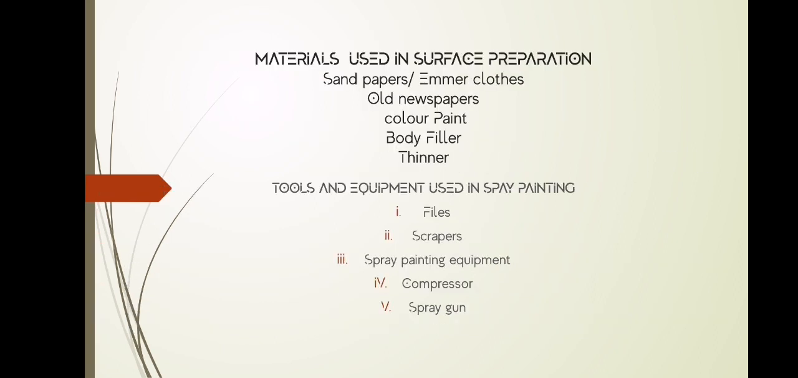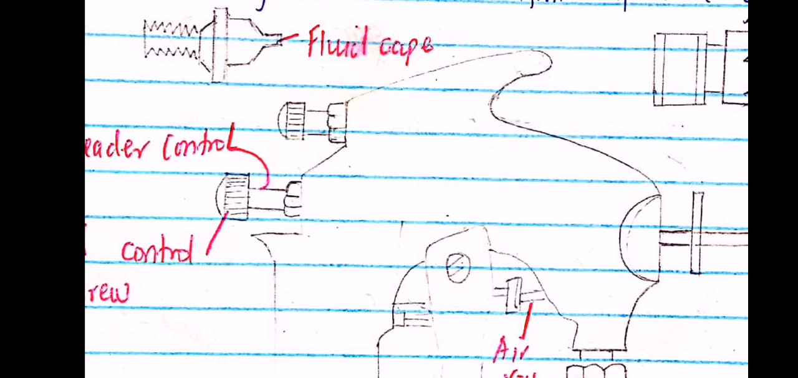Let us look at the materials used in surface preparation. We have sandpapers, emery cloth, old newspapers, color paints, body fillers, thinners, spot putty and the primer. We have the tools and equipment used in spray painting. We have files, scrapers, spray painting equipment, compressors, spray gun, hammers, i.e. face hammer, pick hammer and ball pein hammer. Below is a sketch of a spray gun and its components. You can observe keenly.